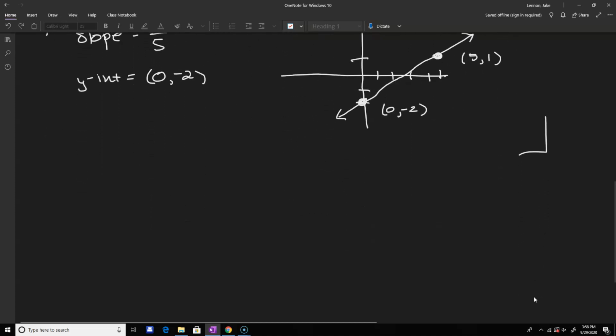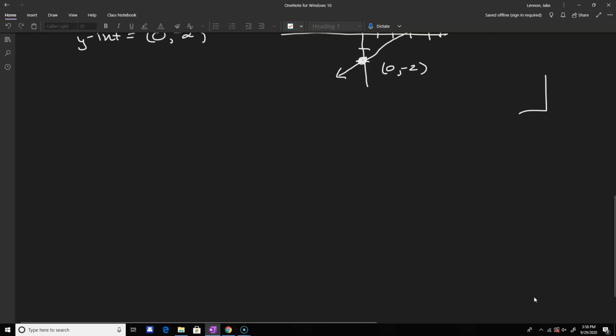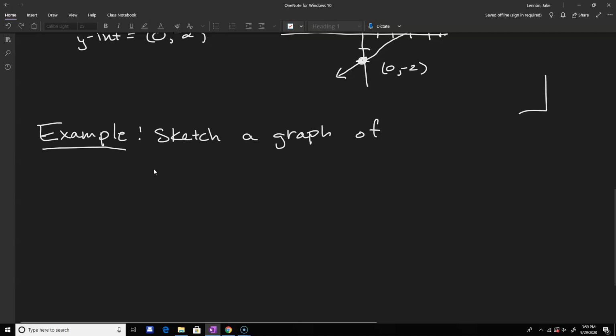Okay, so the other natural question is, let's say I have something maybe not in slope-intercept form. How could I change it and then graph it as well? So let's go ahead and look at that. Let's say: sketch a graph of 4x minus 3y equals 12.